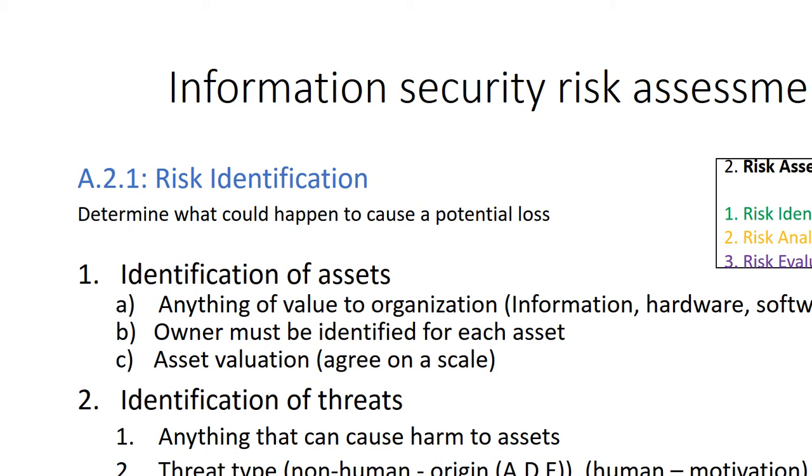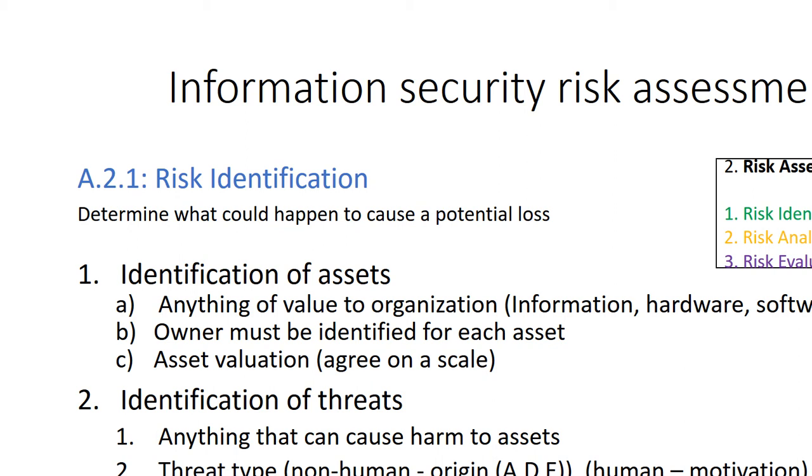Once you are done with identifying the assets, you have to identify the potential threats. Anything that can cause harm to your asset is a threat, and a threat can come from a human source or a non-human source. For example, a group of hackers can be a potential threat to your asset because they can hack your system or your source code.